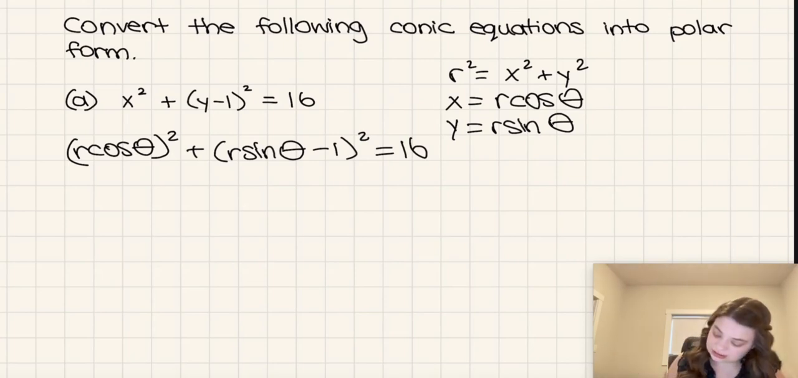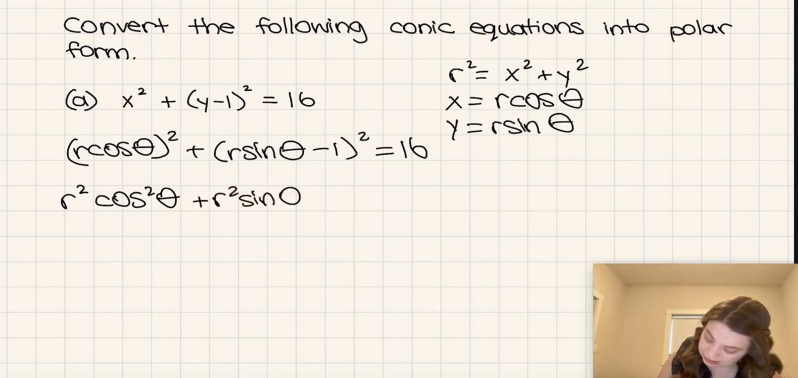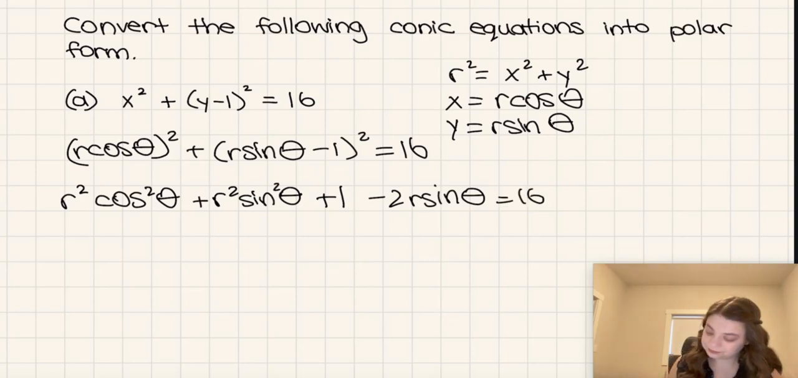So (r cos theta) squared is going to be the same as r squared cos squared theta. And then the second part here, remember when we have something like this, we need to use the FOIL method in order to solve it. So in this case, square the first, square the last, and double the product. If we square r sine theta, we're going to get r squared sine squared theta. Square the last. Well, the last is -1, so -1 squared is 1. And then double the product. That's going to be -2r sine theta, like that.